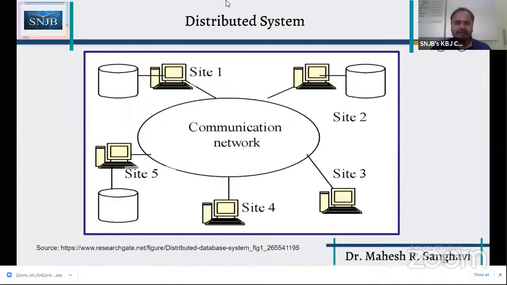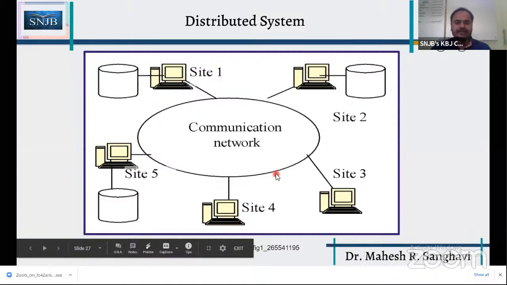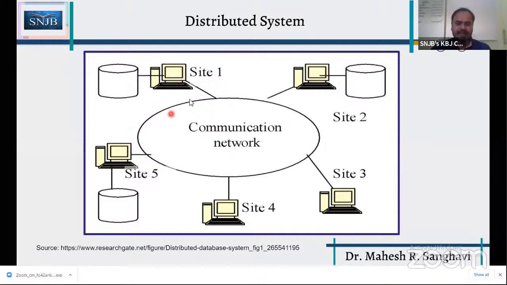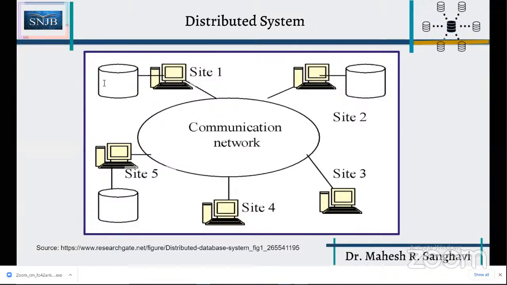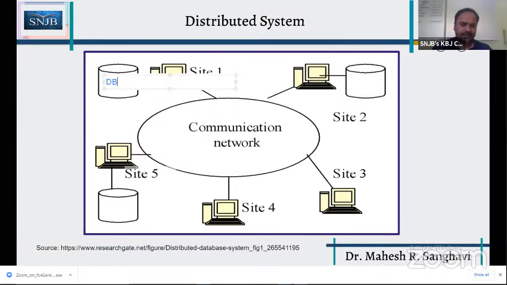Let's have a discussion on what a distributed system is. Whatever is in front of you is a distributed system. You can understand here there is one communication network, and in that communication network different sites are connected. So here site 1, site 2, site 3, site 4 and site 5 are connected, and every site has its own database. This particular symbol is the symbol of a database, so that you will understand. So every site is connected with its own database.